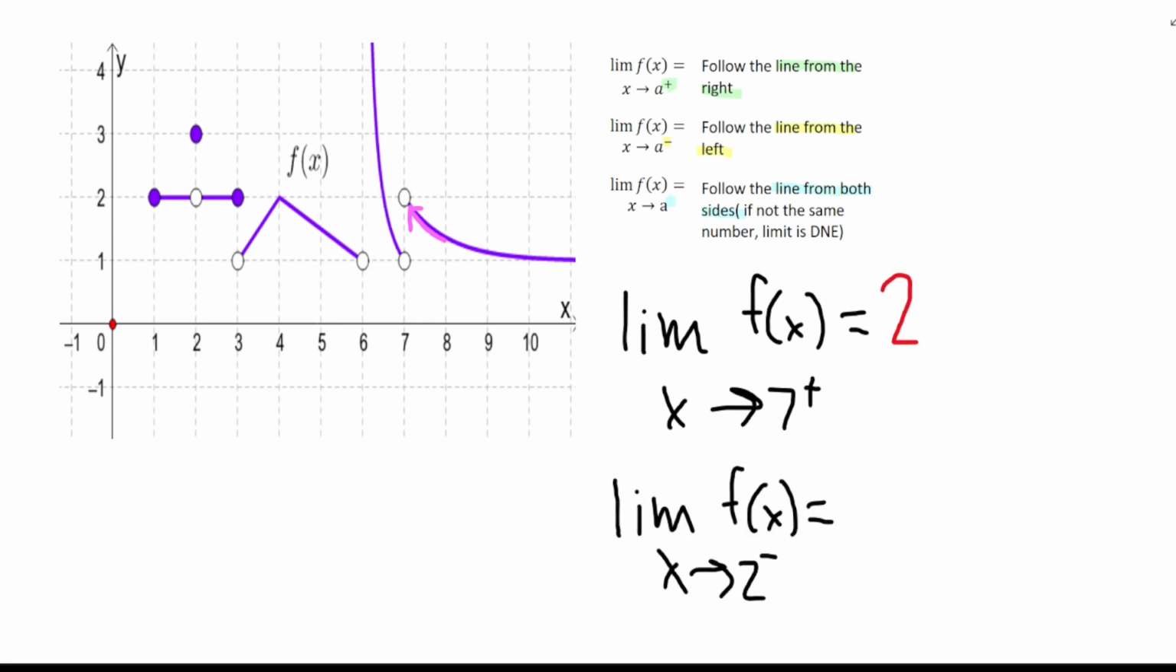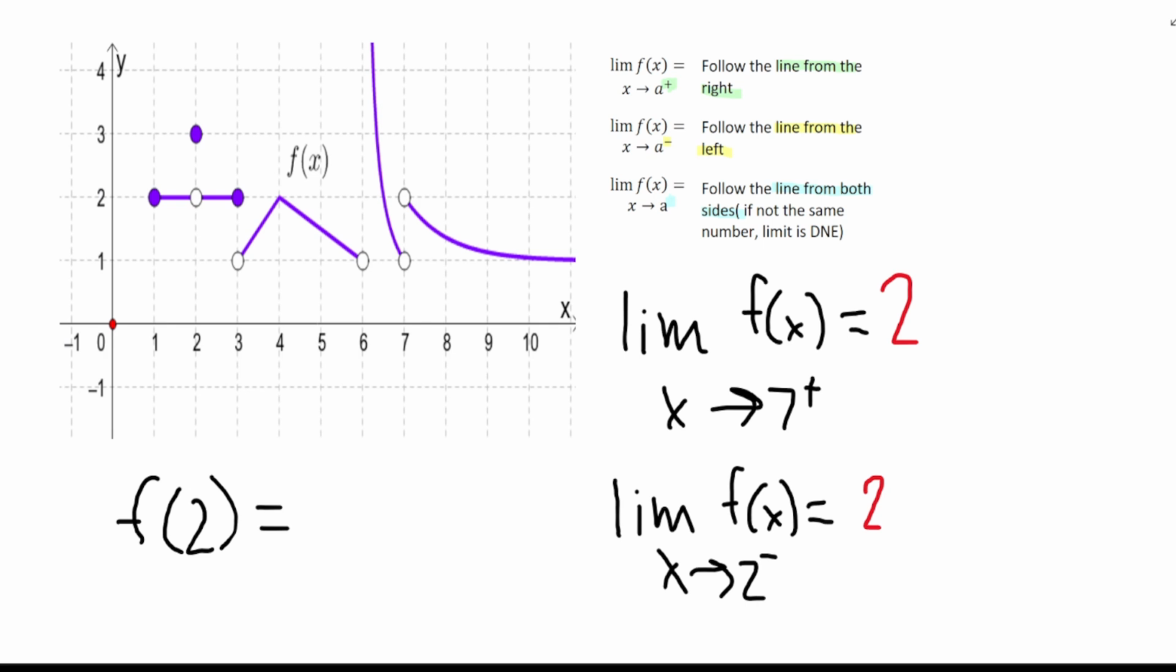Now in the next problem, it's asking us to find the limit as x approaches 2 minus, meaning from the left. If we follow the line from the left side, notice the line still approaches the y value of 2. Even though there's a closed point, limits aren't defined where the functions are defined. It's only where the line approaches. So the limit is still equal to 2.